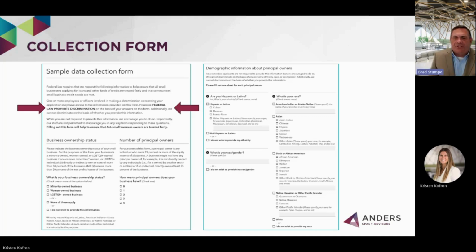And then look to the standard disclosures at the top of the left-hand column. It has your typical language that the federal government requires us to ask you for this information, and we can't discriminate against you based on your answers. I'm not sure if you can read the second line in the third paragraph, but it says, our staff is not permitted to discourage you in any way from responding to these questions.